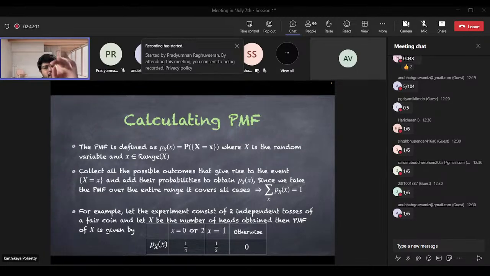And when x equal to 1, getting 1 head, which is HT or TH, so we have two possibilities. And the total number of possible outcomes is 4. So the probability of x equal to 1 is 1 upon 2. Otherwise 0, so you can't get more than 2 heads or less than 0 heads. In a similar way, you can calculate the probability mass function for different random variables and different experiments.